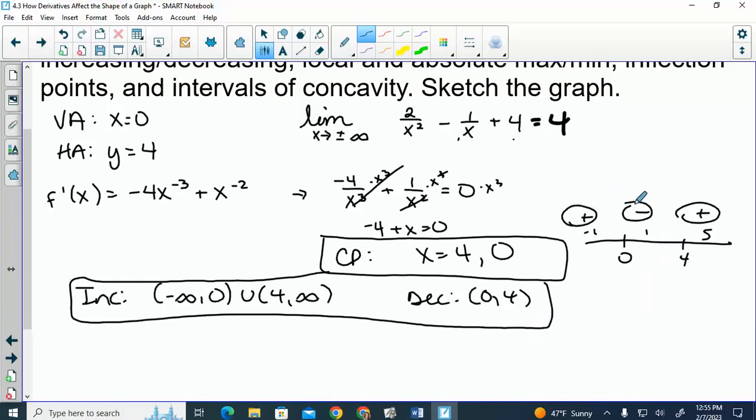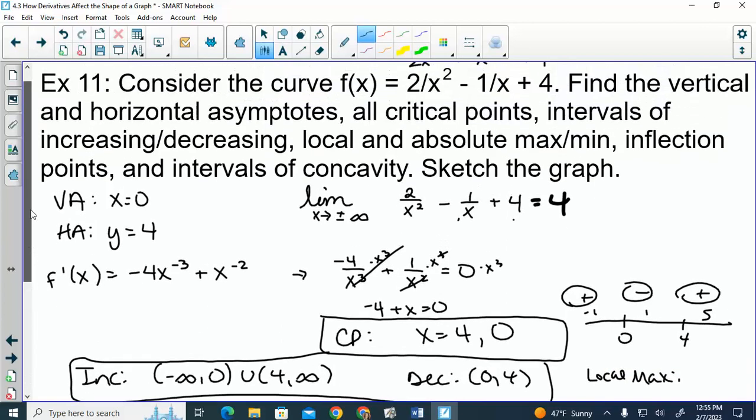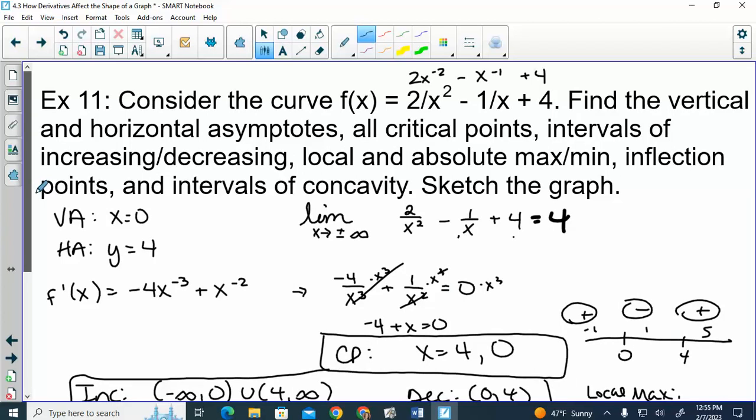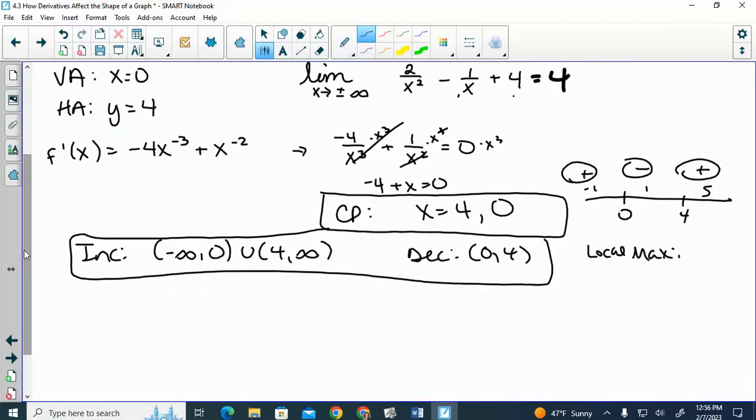So at 0, we went from increasing to decreasing, right? Yeah. Which means max. What happens when you go to plug that into the original? It probably doesn't exist. Yeah, can you do negative 2 divided by 0 or 2 divided by 0? No. So there is no max. At 4, we went from decreasing to increasing, so that's a local min.